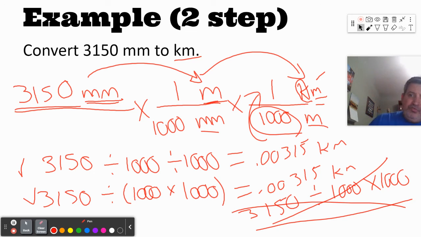So those are examples of 1 and 2-step metric conversion problems. That's as tough as they get for the metric system. And it's the preferred way of showing how to do these problems on a test or homework and things like that.